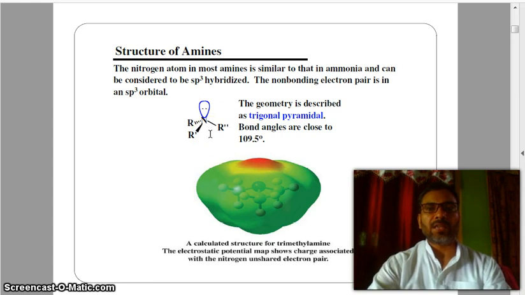and bond angles are close to 109 degrees. So if you look at here, this portion which is red is showing the negativity and more electron density is here. So in a calculated structure for trimethylamine, the electrostatic potential map shows the charge associated with the nitrogen unshared electron pair.